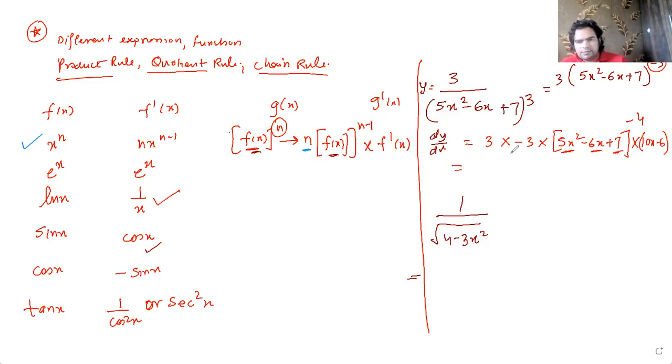And of course, after this, you can simplify. It will be negative 9 times 10x minus 6, over 5x squared minus 6x plus 7 to the power 4 in the denominator.